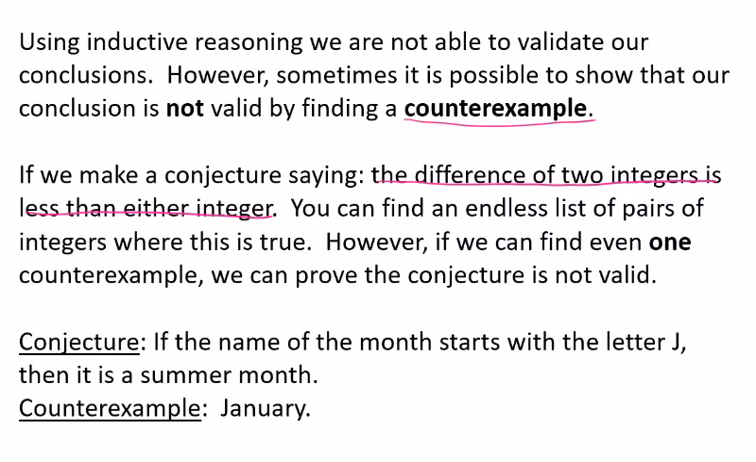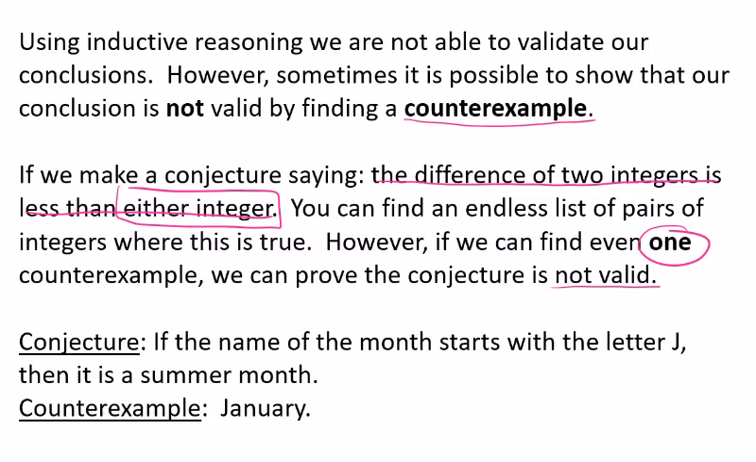right? However, if we just get one counterexample, then we prove that conjecture is not valid. So for example, if I find, let's say 7 minus 1, that's 6. So 6 is less than 7, but it's not less than 1, right? So it's not less than either integer. So that proves the whole conjecture false.